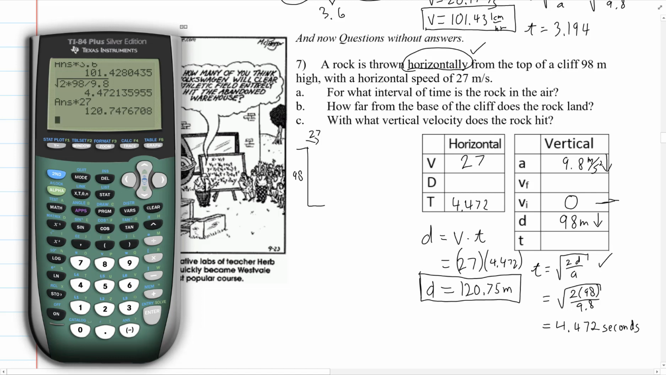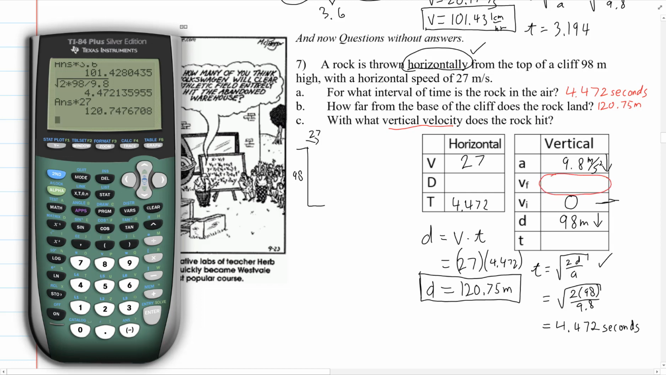Okay, so what interval of time is the rock in the air for? Well, the time was 4.472 seconds. How far from the base did it land? 120.75 meters. And what vertical velocity does the rock hit with? So we're asked to find that.